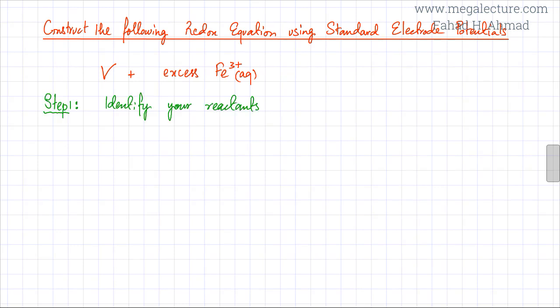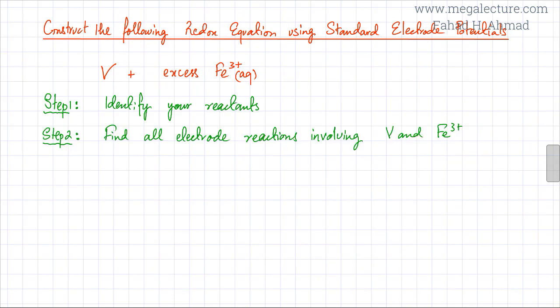aqueous. Step 1 now is that we need to identify our reactants, and since the ions are already given, we don't need to actually identify them. They're already there. There's vanadium, and it's a neutral metal. So remember, we're dealing with vanadium neutral, not vanadium ions. Similarly, Fe has a charge of 3+. So remember, we're not dealing with Fe2+ or iron neutral. It's Fe3+ aqueous ions. So identifying our reactants, we've already done that.